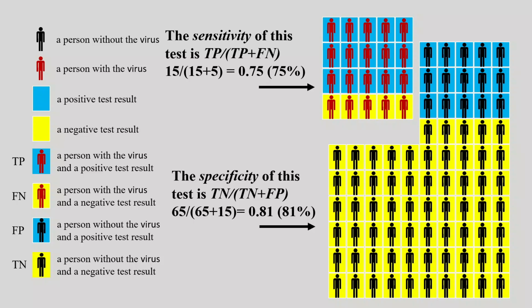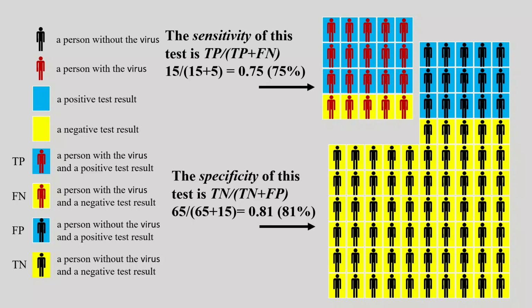In the example I presented to you here, we have 20 people with the virus, 15 of them test positive for the virus and 5 test negative for the virus, leaving us with a sensitivity of 75%. 80 of the 100 people do not have the virus and 65 of those test negative, true negative test results, while 15, although they don't have the virus, still test positive for the virus, false positive results, leaving us with a specificity of 81%.